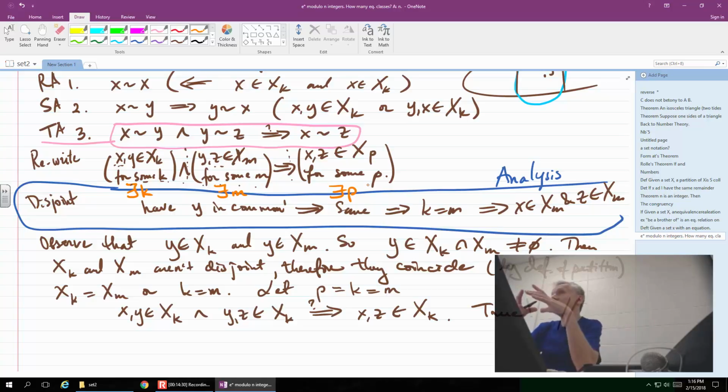Everything is happening within the same set. So not only did we know that x and y are in xk, but also yz is in xk, which means that xz is in xk. There's only one set of our partition to worry about, and it turns out that's all we needed. So that's the proof.